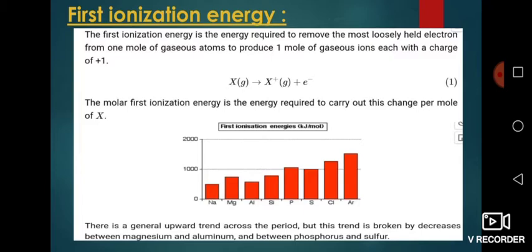Mostly, you know from your previous courses that second ionization energy is larger than first ionization energy. The reason for this is that when we remove an electron from the outermost shell of the atom, a positive charge appears on that atom, which attracts the electrons now more tightly toward itself, due to which the removal of the second electron becomes difficult. So more energy is required for the removal of the second electron. So that's why second ionization energy is larger than first ionization energy.